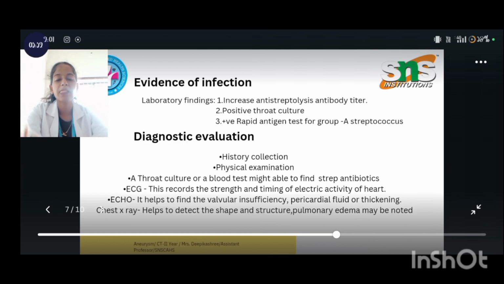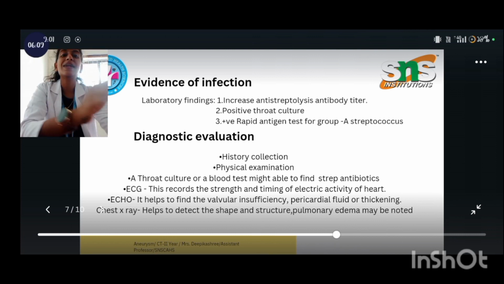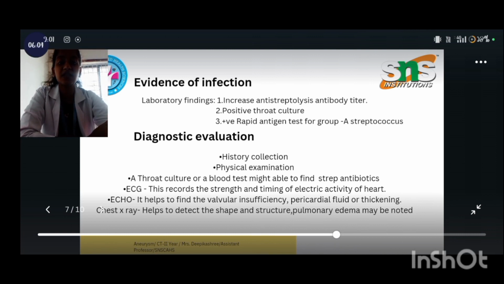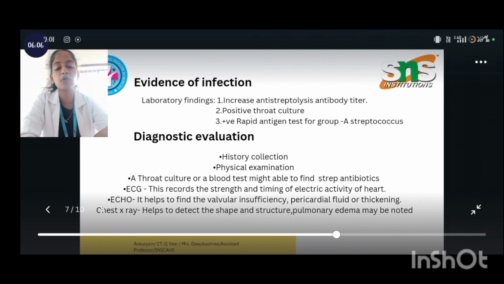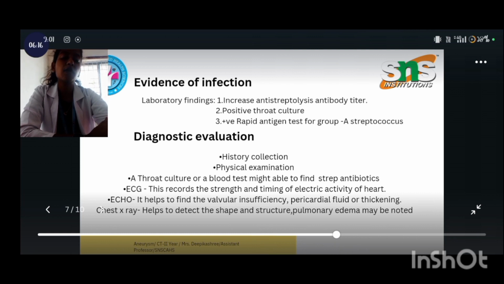And evidence of infection, laboratory findings. So the laboratory findings we can identify are: one, increased streptolysin antibody titer present in the blood. Next, positive throat culture, and the last one is a positive rapid antigen test for group A streptococcus.